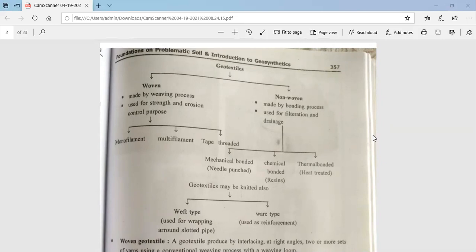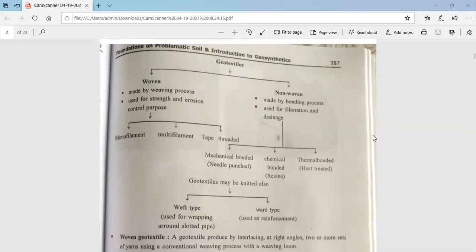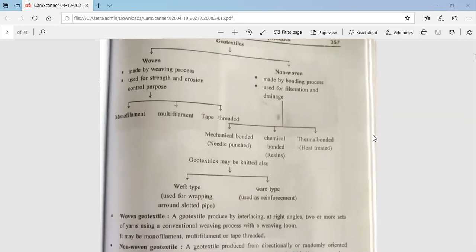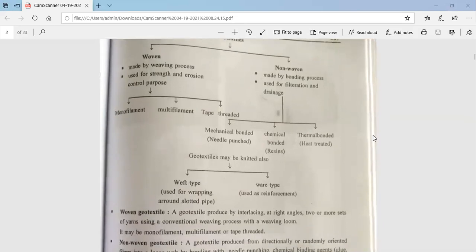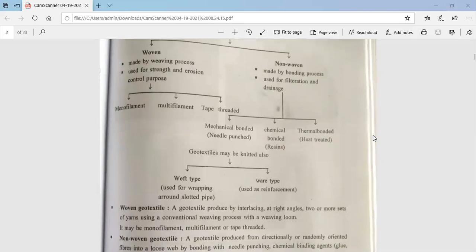threaded. And on the other side, non-woven is also divided into three parts. First one is mechanical bonded, also known as needle punch. Second is chemical bonded, known as resins, and third one is thermal bonded, which is known as heat treated, right? So geotextiles may also be knitted as a weft type or warp type. Weft type is used for wrapping around the slotted pipe, and warp type is used as a reinforcement.